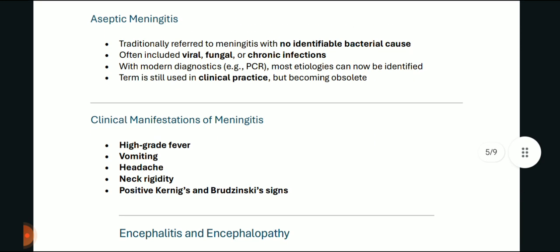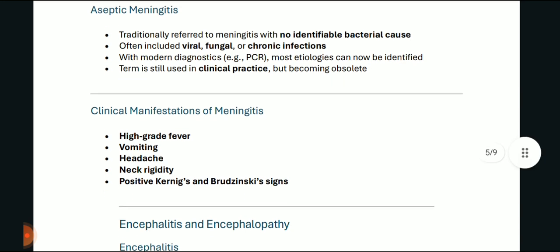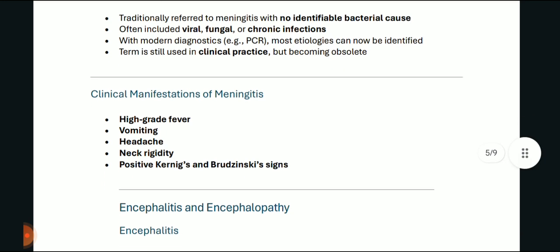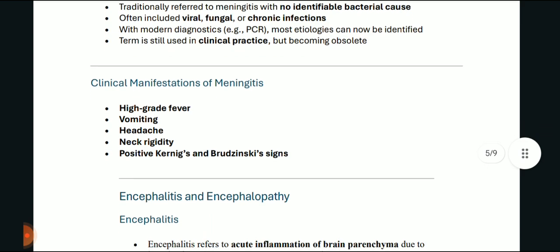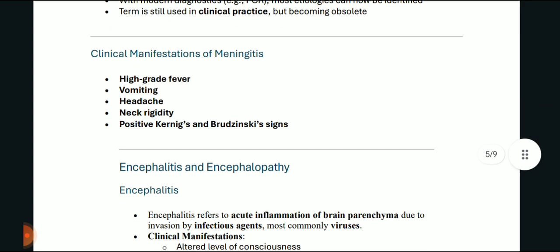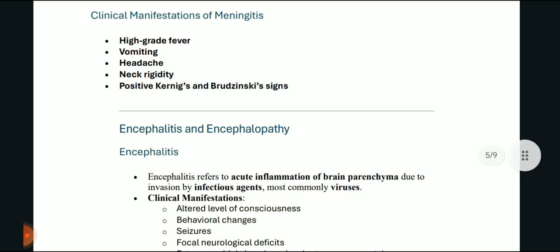Now, coming on to aseptic meningitis, traditionally referred to as meningitis with no identifiable bacterial cause, often includes viral, fungal, or chronic infections. With modern diagnosis, PCR, most etiologies can now be identified. The term is still used in clinical practice, but slowly becoming obsolete.